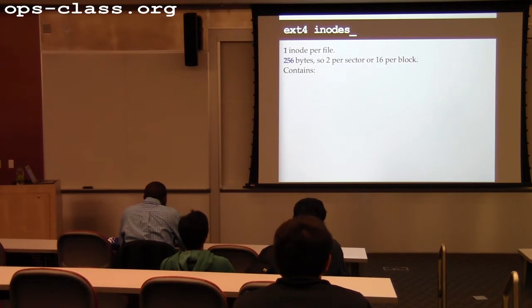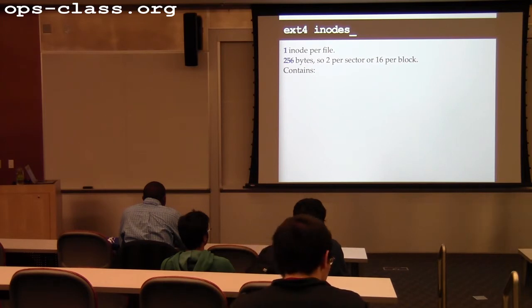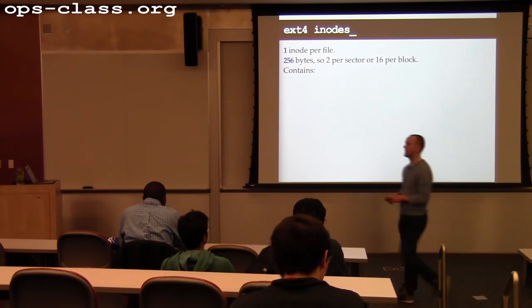All right, so we started looking specifically at ext4, right? I want to look at a specific file system to kind of put this stuff into context. ext4 creates a single inode per file. We talked about the fact that these were 256 bytes. So if I'm talking about 512 byte sectors, I can get 2 in a sector, and with 4K blocks, I can get 16 in a block. What is in the inode structure? What does the inode contain?